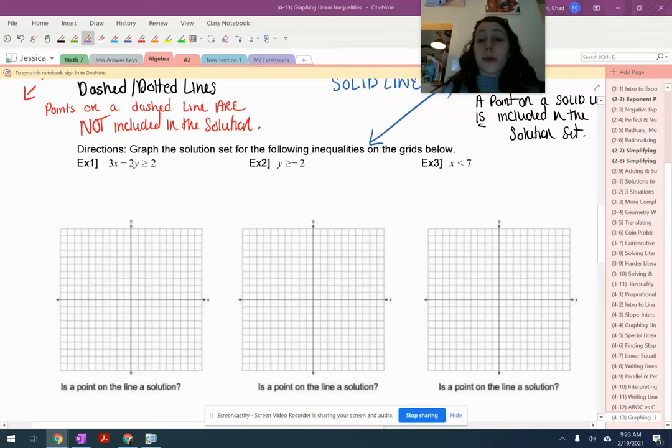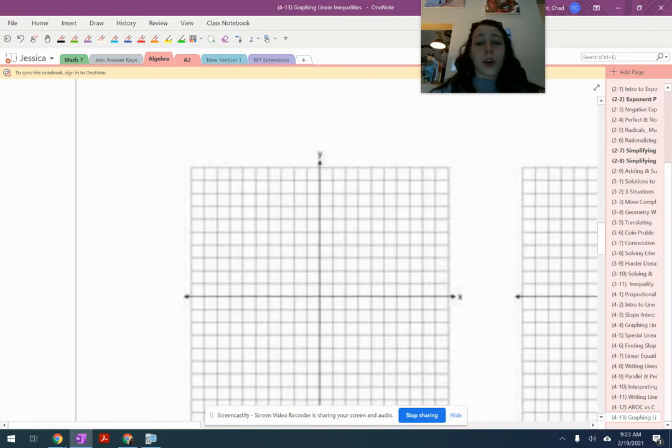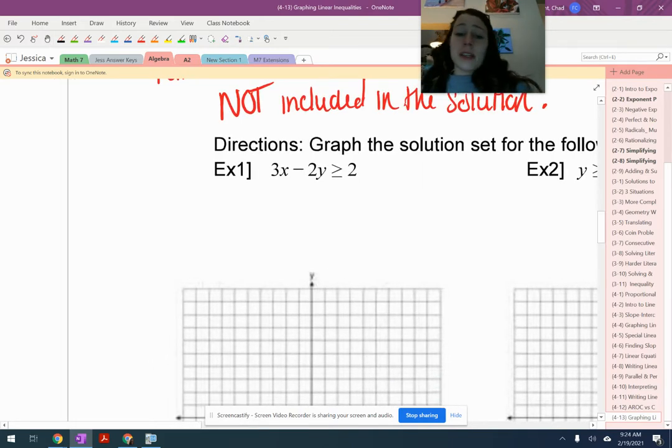All right, algebra lesson 4-13, example number 1, graphing inequalities. So remember, this is just like graphing regular lines. So the first thing we need to start with is getting that y isolated so I can determine what my slope and my y-intercept are.